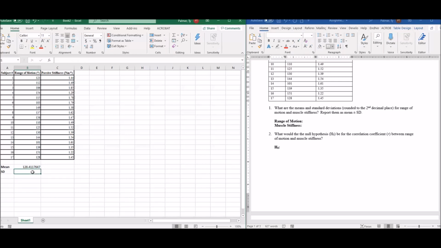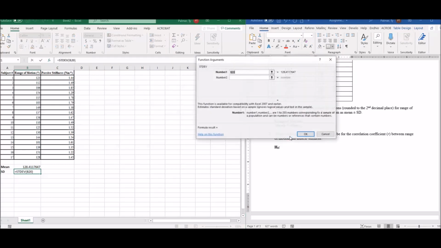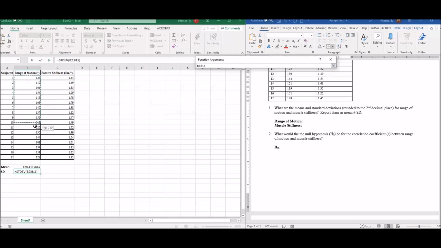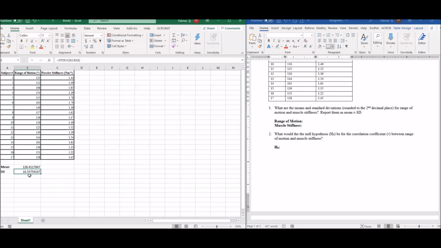I'm going to do the same thing for standard deviation. I'm going to go up to function. I'm going to go to standard deviation. I'm going to highlight all the values, and then I'm going to click OK. And then the standard deviation is going to appear in that cell that I had originally highlighted. All right, so now I have the mean here for range of motion, and I have the standard deviation.